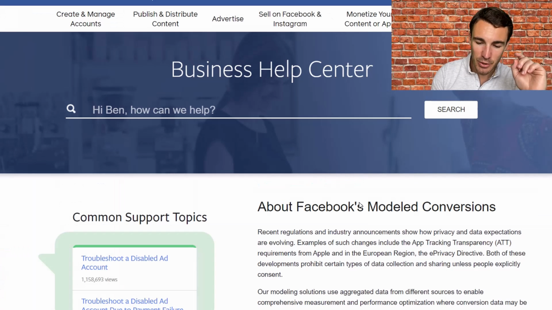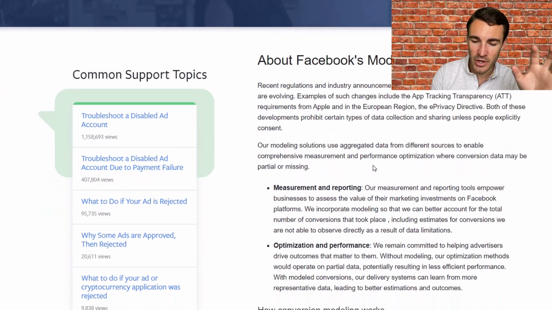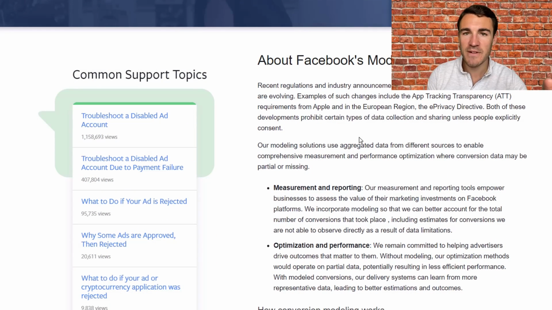Issue and fix number two is around modeled conversions. Now, this is something that's come in after the iOS 14 update. And I think this Facebook ads over-reporting results is one of the things that's confused a lot of people, because they're thinking, surely I should have less reporting based on the iOS 14 stuff. And in theory, that's true, but that's not what a lot of advertisers are seeing, hence the topic of this video.